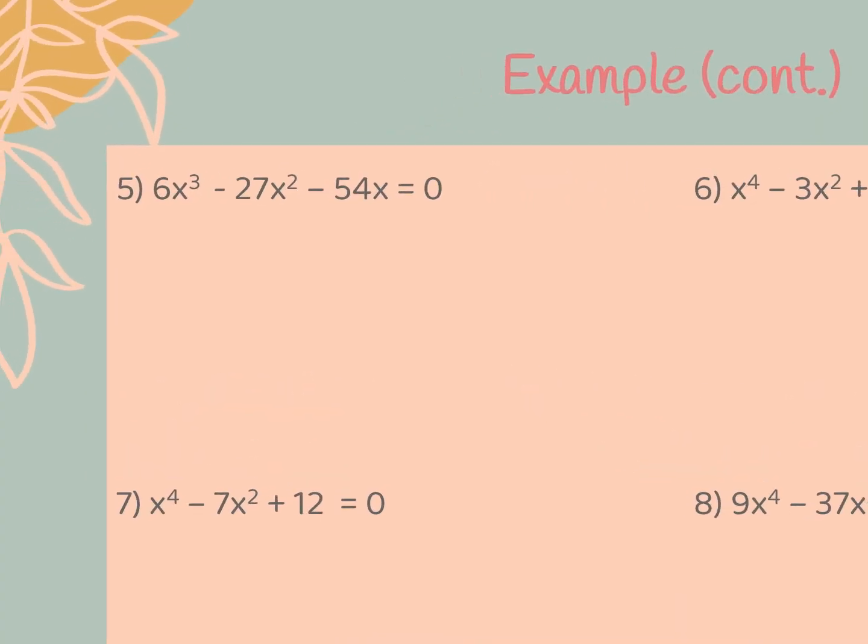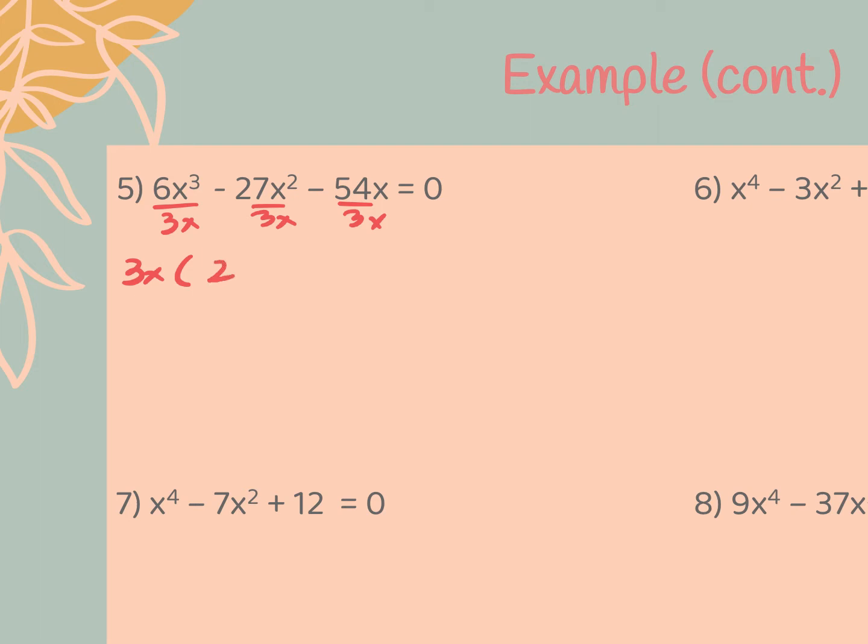So number 5, again, always look for a GCF first. This one actually has a GCF that I can divide all 3 terms by, and my GCF is going to be 3x. I'm going to divide all 3 by 3x. Do not forget about that GCF. It ends up being one of my solutions.